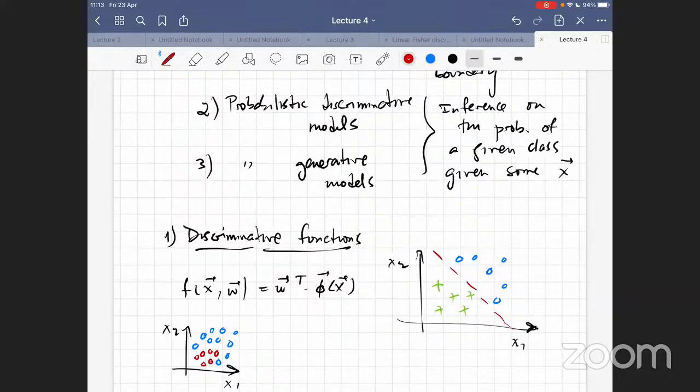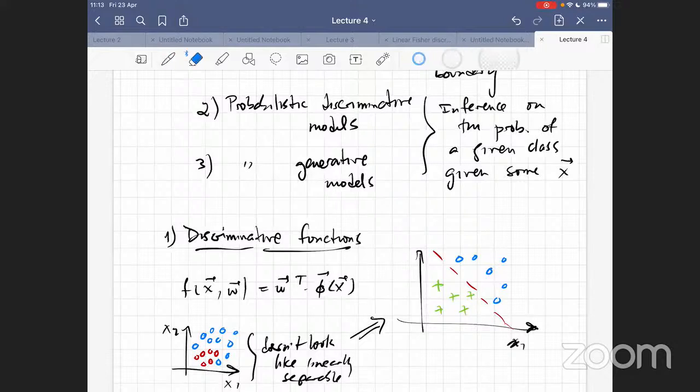So this doesn't look linearly separable. But then if you are clever enough, if you come up with a smart transformation, you can actually transform this into a linear space, into a linearly separable space.